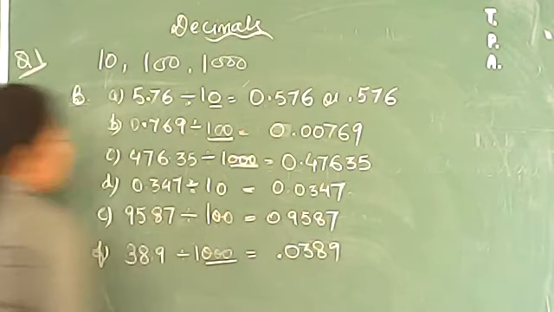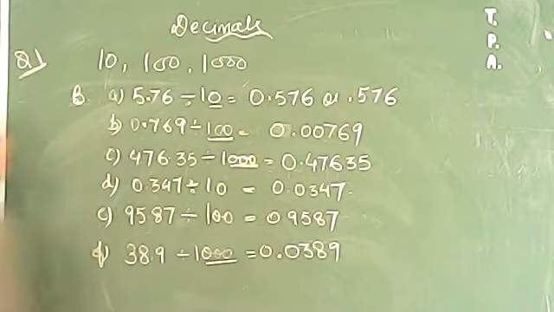So 0.0389. So you have these answers for question number D now. ठीक है, क्वेश्चन नंबर वन is completed now.